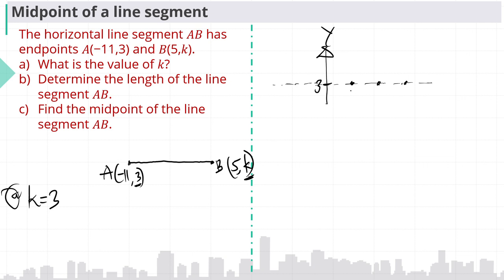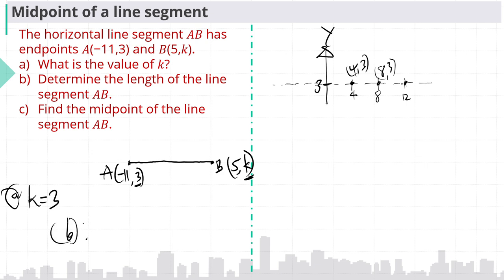If the x value here is 4, the x value here is 8, the x value here is 12, then the coordinate of this point will be 4, 3. Coordinate of this point will be 8, 3. All the coordinates on the horizontal line will have one same y coordinate. So the answer to question A is simply 3. k equals 3.